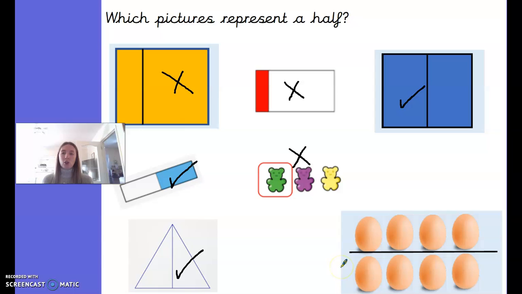Let's have a look at the picture of the eggs. Do you think this is representing a half? I wonder why you think this. I can see 4 eggs along the top in the first part and 4 eggs in the second part. So there's the same number of eggs in both parts, so they are equal. This represents a half.